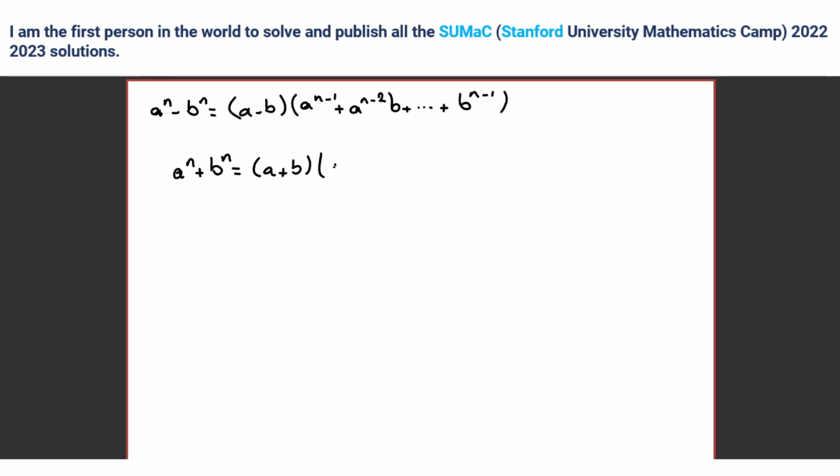times a^(n-1) minus a^(n-2)b, then the same thing, alternating plus and minus, up to plus b^(n-1). Okay, and you should mention something here. It is what? It's odd. Exactly.